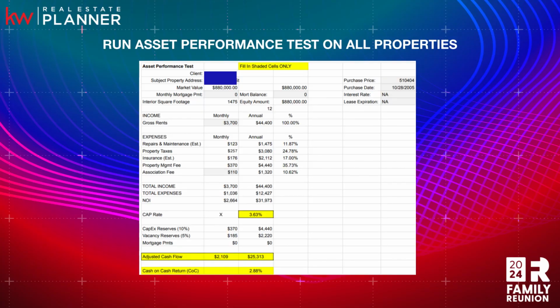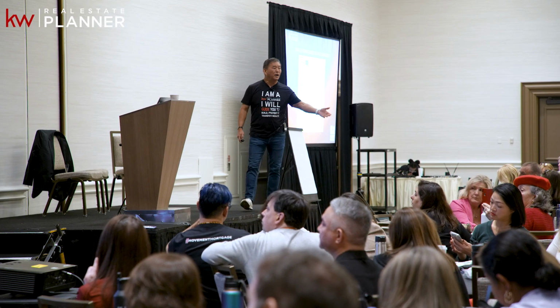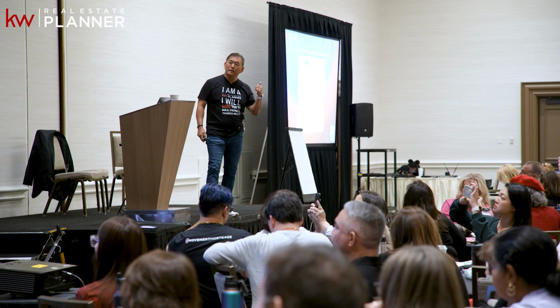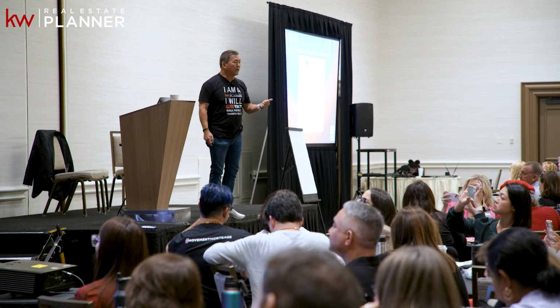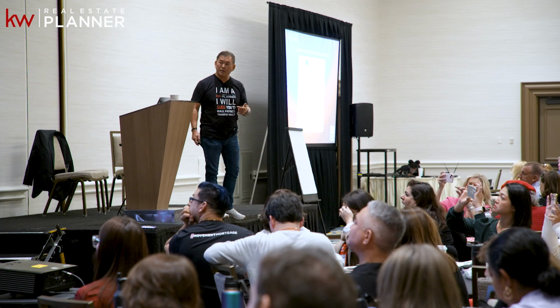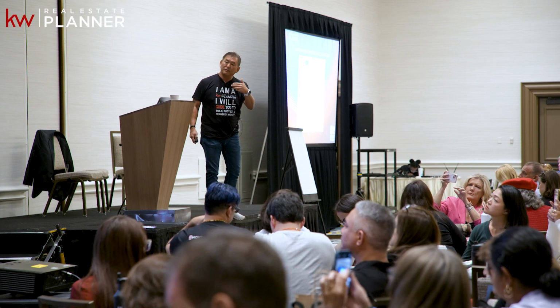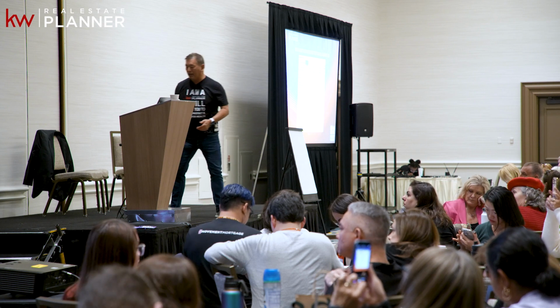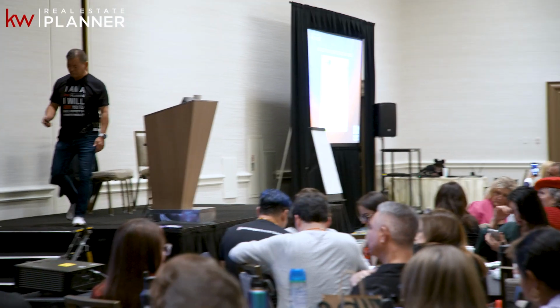So then what we do is we run an asset performance test. This is an example of an asset performance test, and we do this even before we show up. Now we're guessing on a few things. We're guessing on income. We're guessing on the property taxes, which we can pull from the tax records. We know property management fees are 10%. Here's one thing that most people don't do.